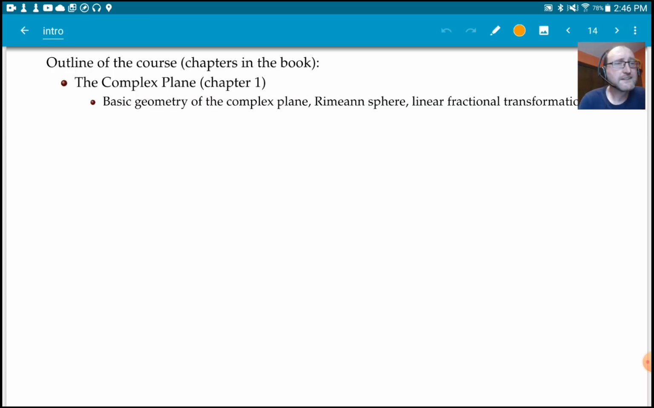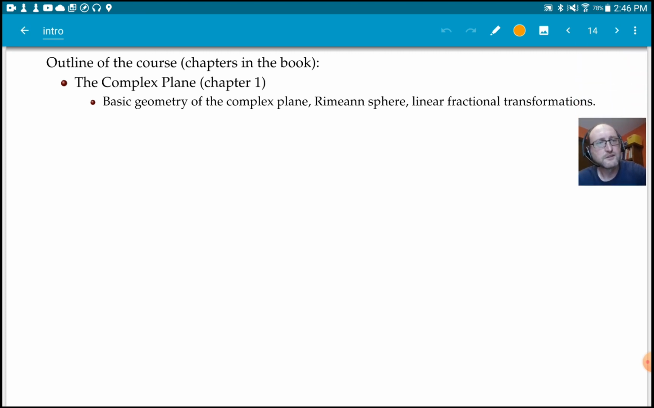All right, so what is the outline? The outline of the course is to go through basically the book. The book has some sections and chapters that are starred, and I'm not going to go through the starred ones, those are optional.